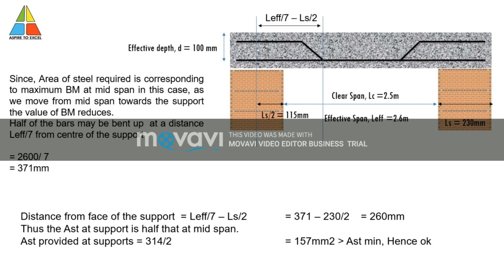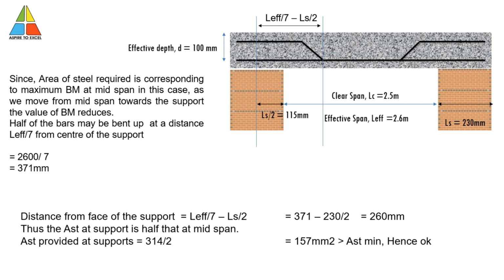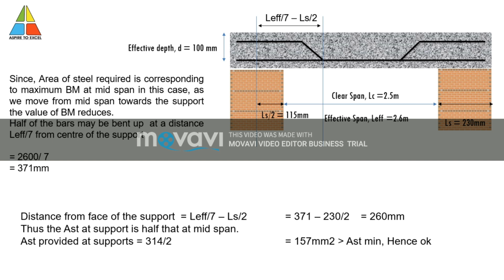So what we can do, we can bend up half of the bars. So alternate bars from the left side will be bent up and half the bars will continue to the support. And likewise on the right hand side, the bars which were not bent will be bent. So alternate bars would again be bent on the right hand side as well. At the support, the tension steel would be half only.